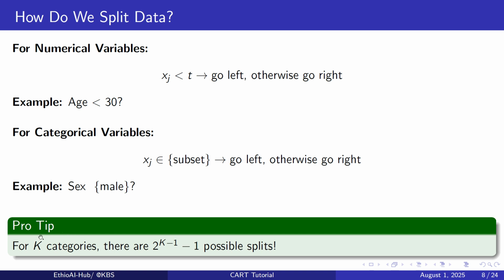So here a tip would be for K categories. If we have K categories, then the possible splits can be calculated by 2 to the power of K minus 1, minus 1. Possible splitዎች ይኖሩናል ማለት ነው. ለምሳሌ if we have 4 categories, then we have 2 to the power of 3, 8 minus 1, 7 possible splits ይኖረናል ማለት ነው.